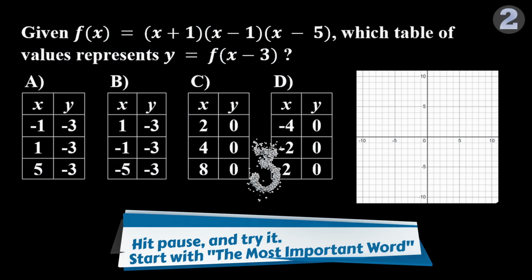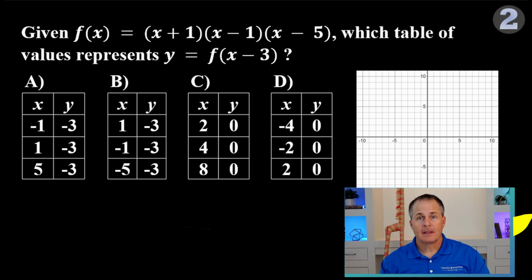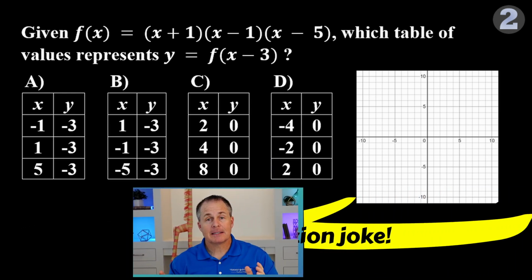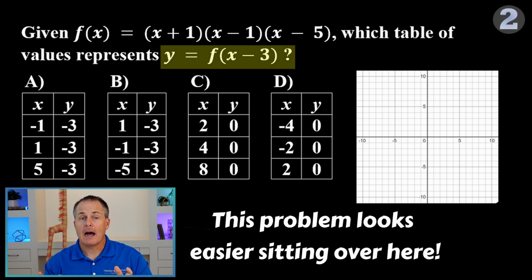Now, tap pause to try problem 2 on your own. Here again, we have a translation problem because it is asking for y equals f of x minus 3. But we can't start with the question until we've used all the facts.